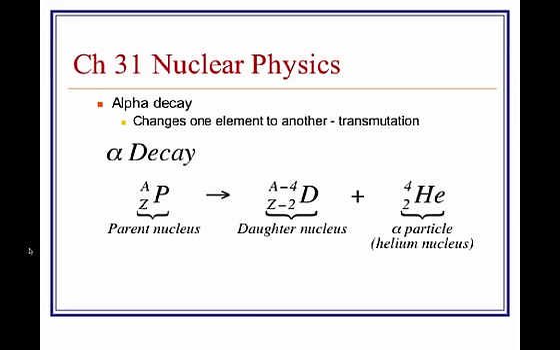Many large nuclei are very unstable, and when they're unstable, they will decay and energetically break apart into smaller particles. What happens is they release what's called an alpha particle. An alpha particle is really just a helium nucleus that's been stripped of all its electrons. It has a positive 2 charge, and it is released and moves off.